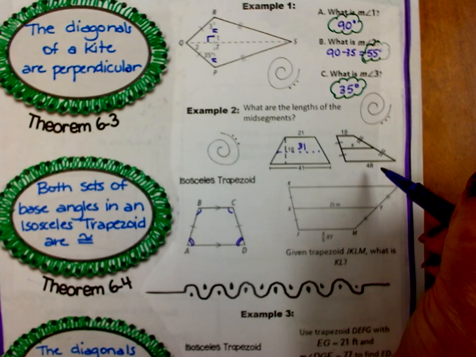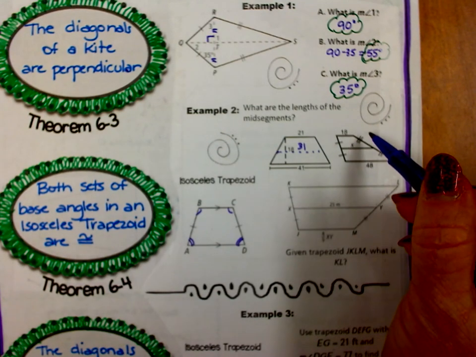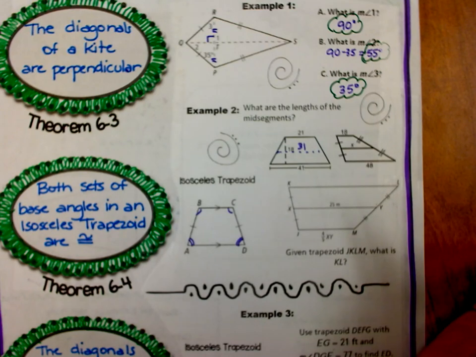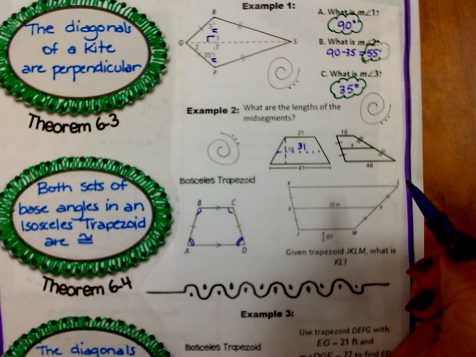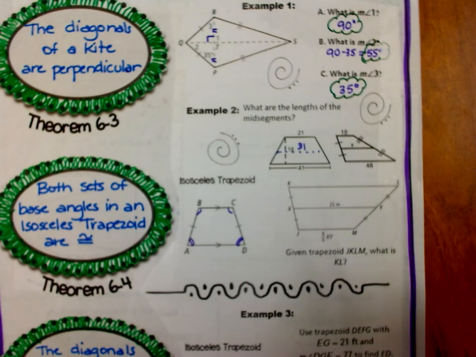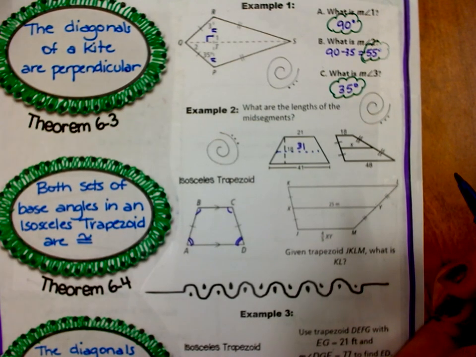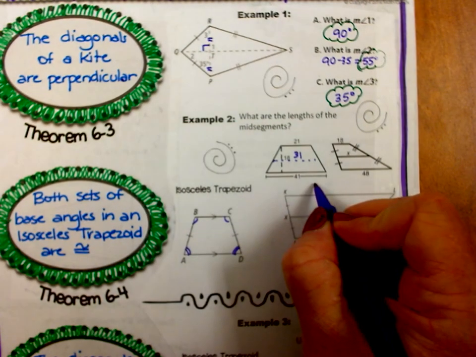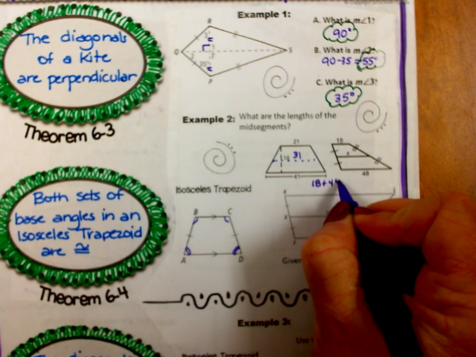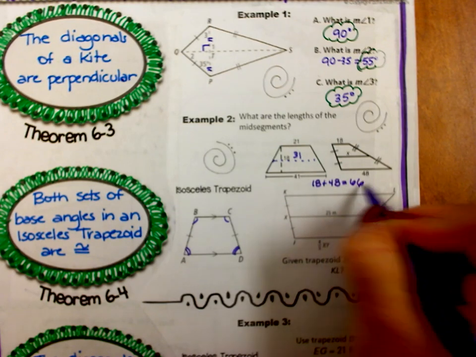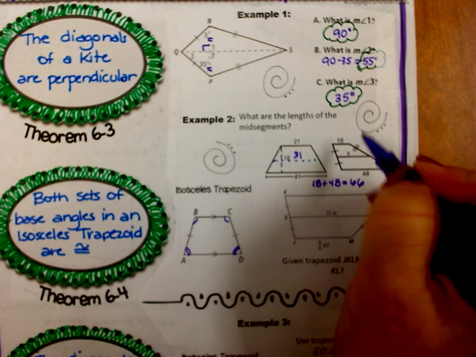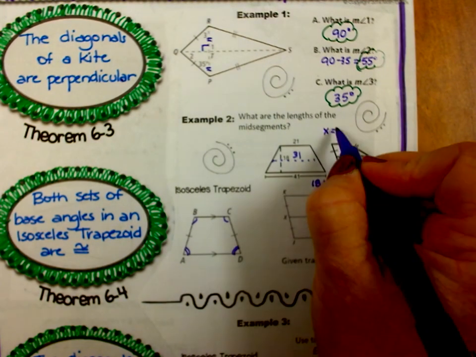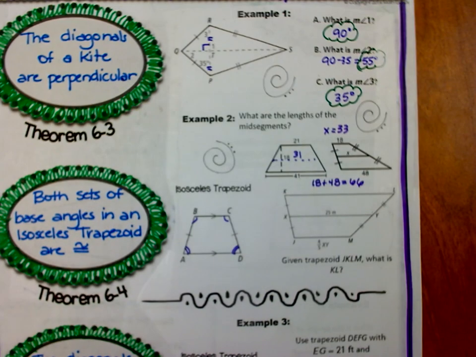Now, in the second example, 18 and 48 are not quite as easy numbers to work with. So if we add those two together, then we're going to get 18 plus 48 is equal to 66, which means that x is going to be equal to 33.